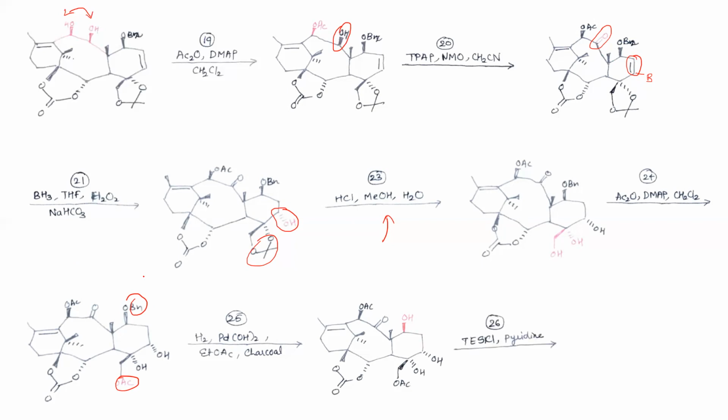Then step number 26, where we have used TESCl. It is nothing but chlorotriethylsilane. Again it is a kind of protecting group, and now we have protected this with TES. You can see we removed the benzyl from the OH group, and now we are protecting it with the TES protecting group. Next step is its reaction with K2CO3 and methanol.